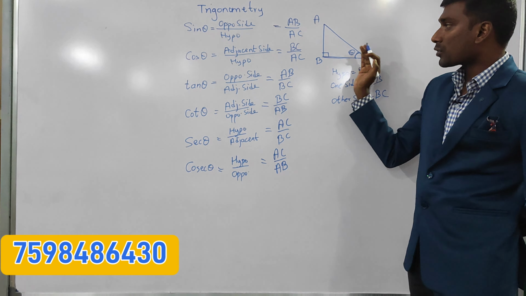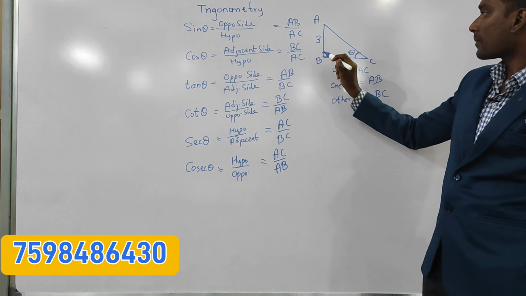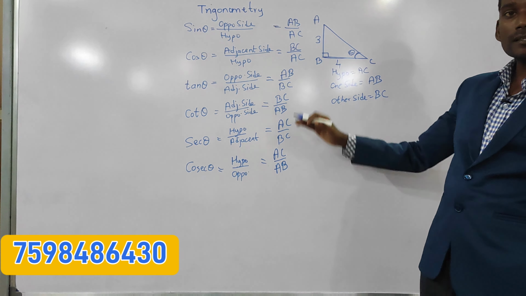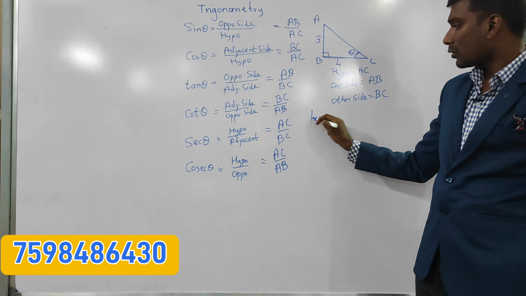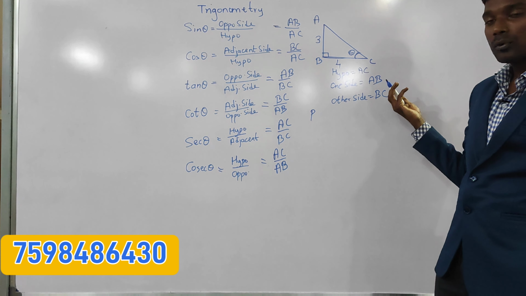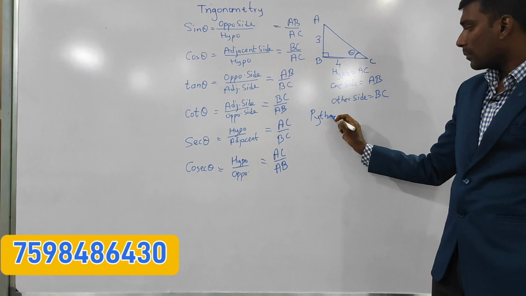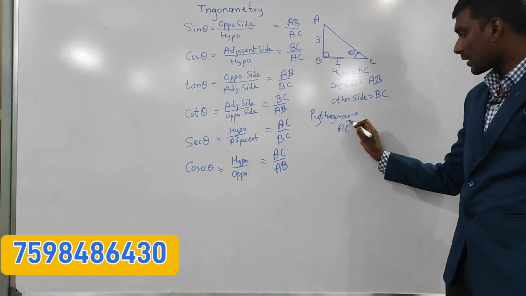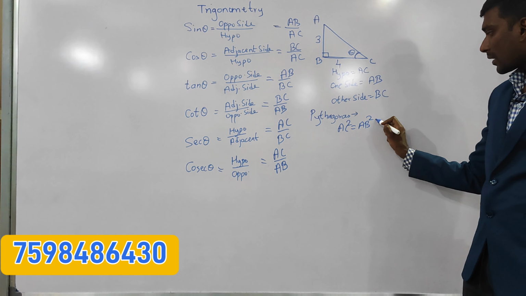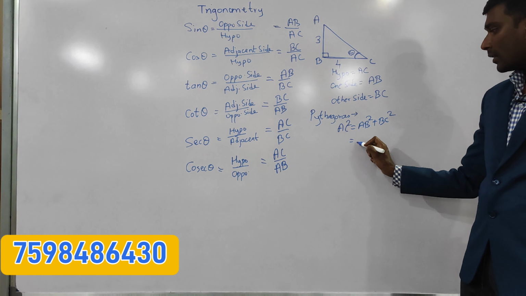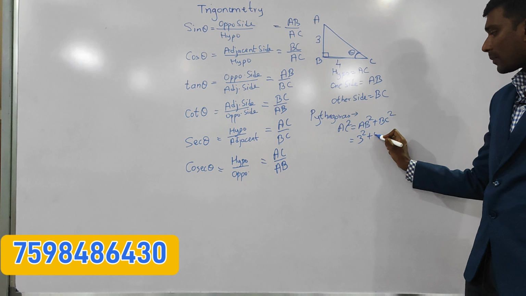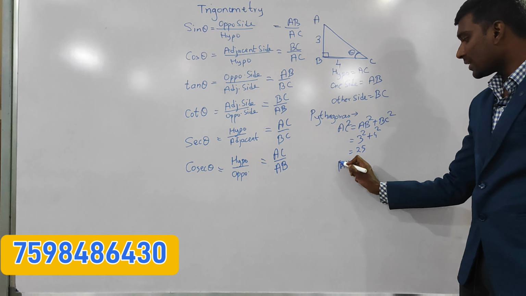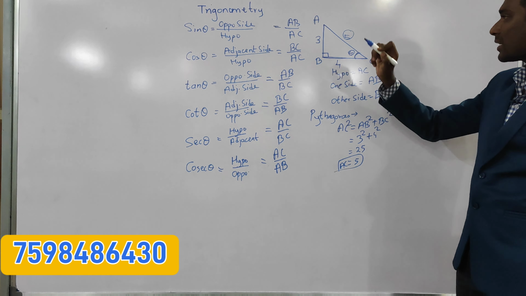Now for example, in the same question, if I give you this is 3 and this is 4, find all the 6 trigonometrical ratios. So what are you going to do? First you need to find the AC value, because the hypotenuse I don't know. I am going to use Pythagoras theorem to find the value of AC. That is AC square is equal to AB square plus BC square. Just now we have done this, that is 3 square plus 4 square, you get 25, and taking the square root, AC you are going to get as 5.